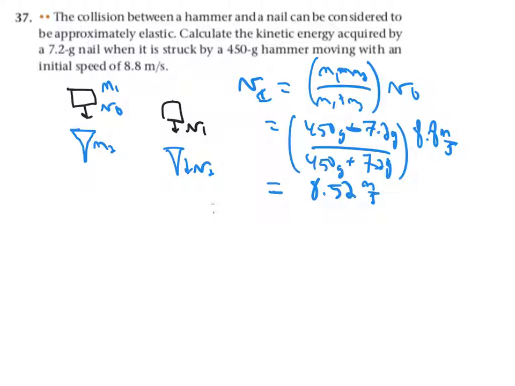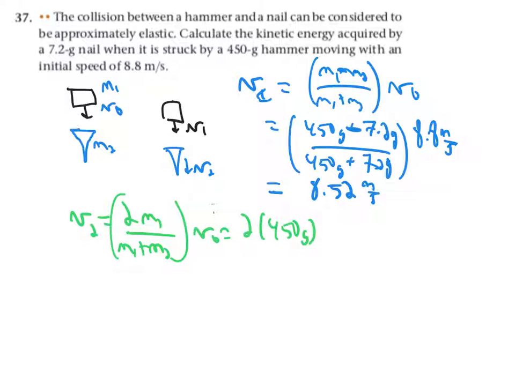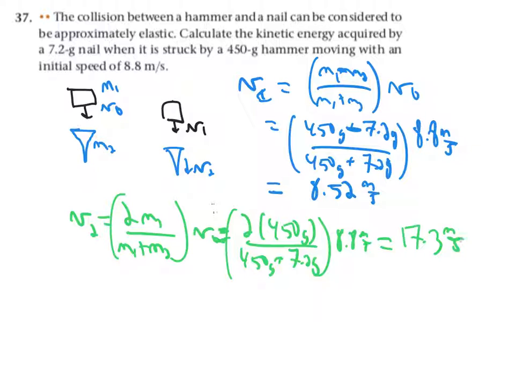Also notice that we didn't actually have to convert the masses because they're in ratio, so the conversion factor would cancel out. Along the same lines, we have from our textbook that v2 is going to be twice the original mass over the sum of the masses, all times the inbound speed. So twice 450 grams over 450 grams plus 7.2 grams times 8.8 meters per second. And this is 17.3 meters per second, so almost twice as fast. Actually, somewhat more than twice as fast.